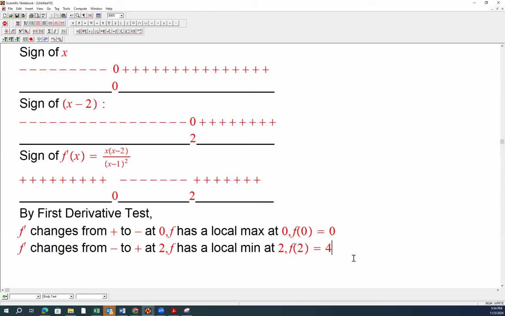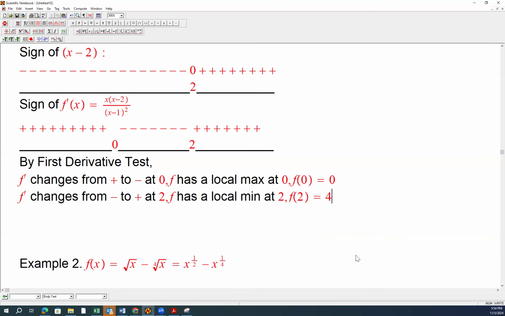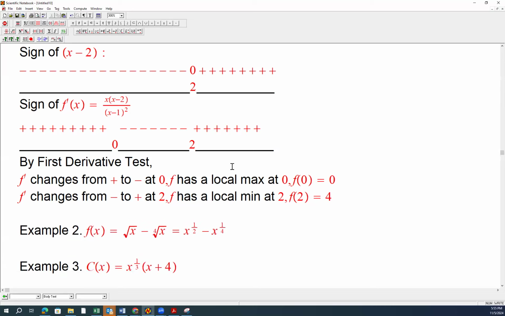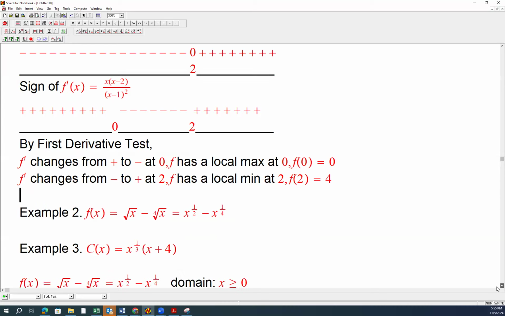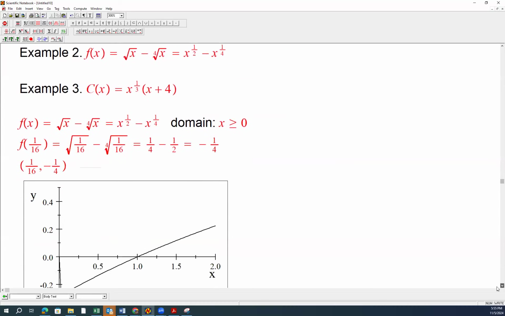So let's see. Let's do another example. This one is from our homework. And the homework is asking us to do example number 2, to do both tests. Okay. But let's go over this question.